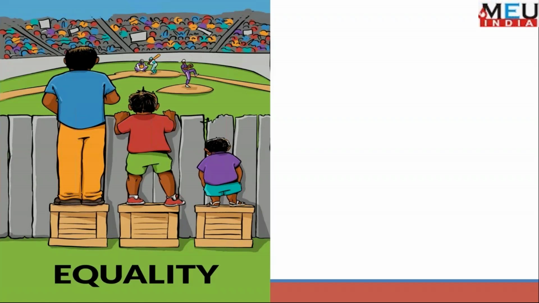Hi. I think this picture shows clear inequality, meaning that all three are given platforms or stools which are of equal height, equal size, but all of them are not of equal height. So only two persons are able to view the match on the other side, but the one who's shorter is not able to view it. So I think maybe this person needs a higher stool to be able to view the same thing.